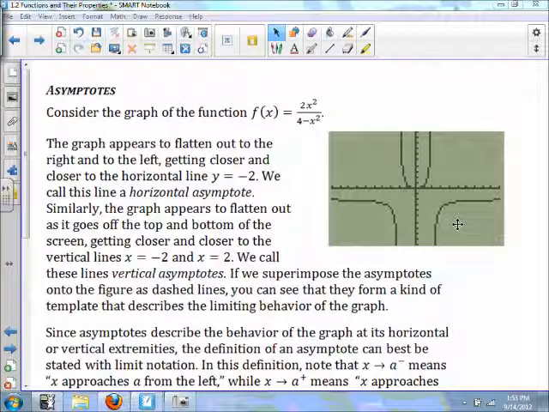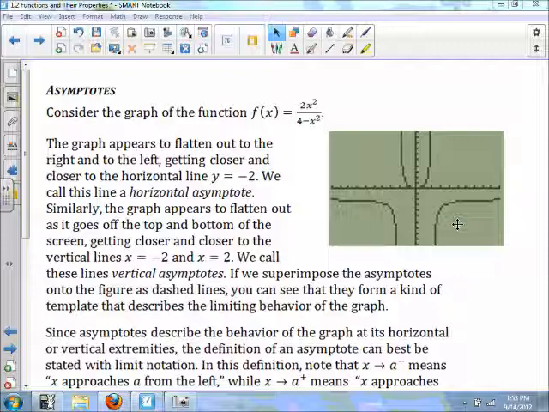Next, we're moving on to asymptotes. Consider the graph of the function f of x equals 2x squared divided by 4 minus x squared. The graph appears to flatten out to the right and to the left, getting closer and closer to the horizontal line y equals negative 2. We would call this line a horizontal asymptote.